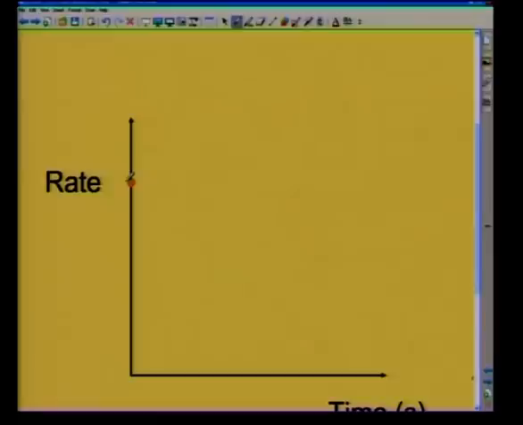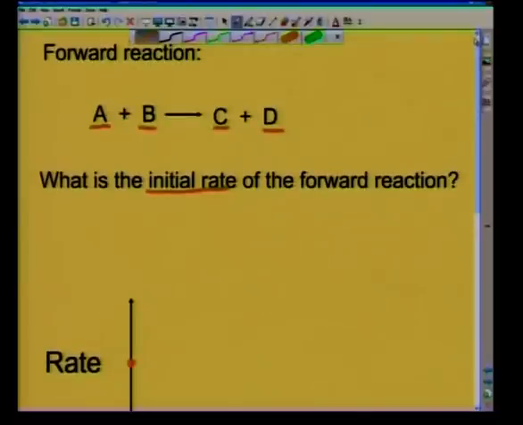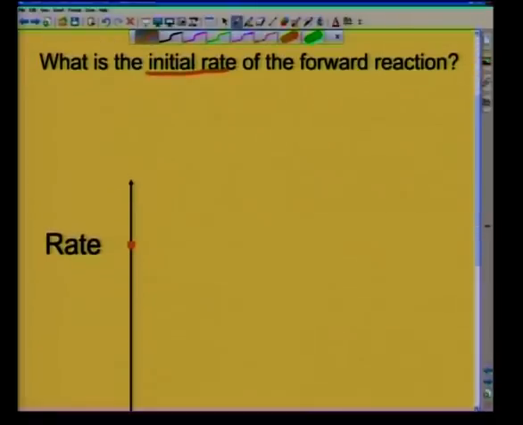But then with the products being formed, the products are starting at zero because we have got nothing of the products being formed before the reaction takes place. So now let's look at what happens to the rate of the forward reaction. Remember, we're looking at the rate of A reacting with B to give us C and D. Okay, so that's what we're looking at.